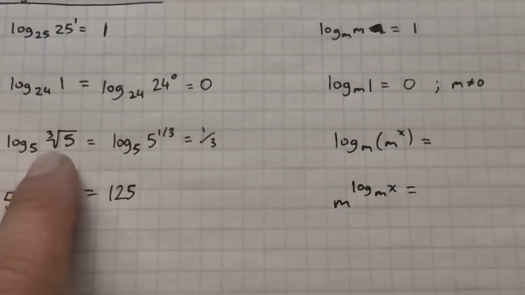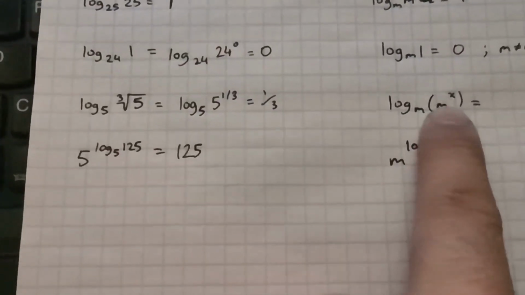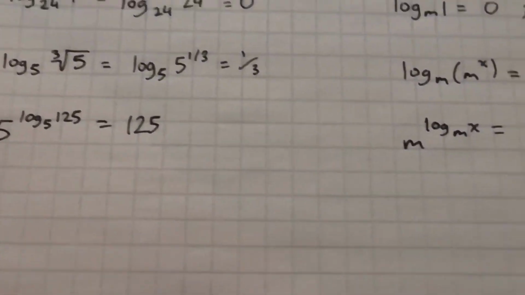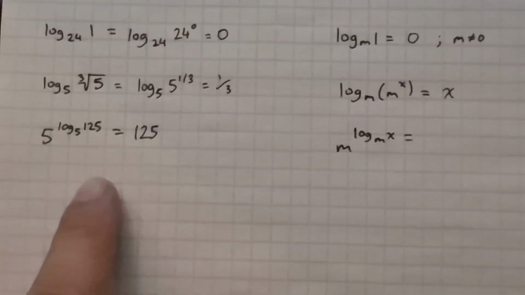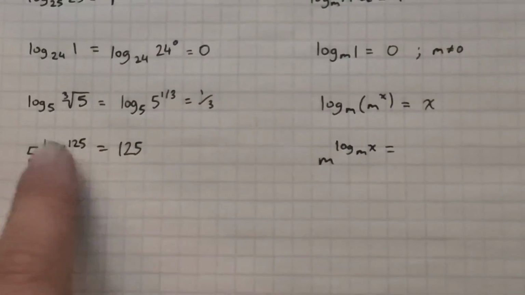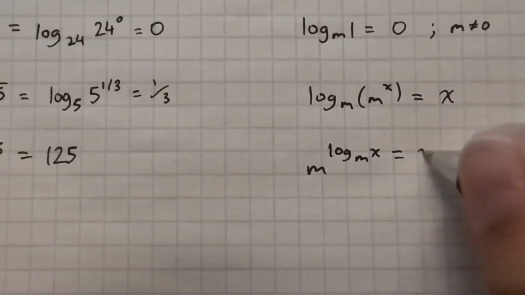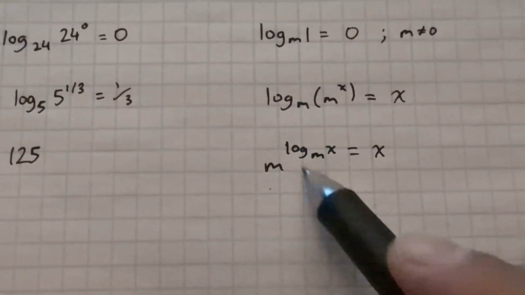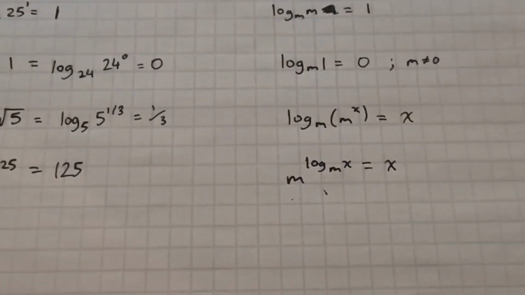With a root or a radical or any sort of exponent, we've talked about, that's just going to equal whatever the exponent is. And similar to what we did here, this whole thing equaled 125. This whole thing here is just going to equal x. So if you have m to the exponent of some log with the same base, it is just equal to whatever the argument of that log is.